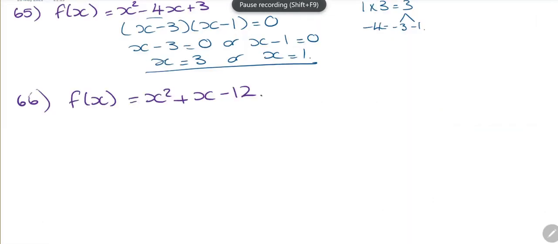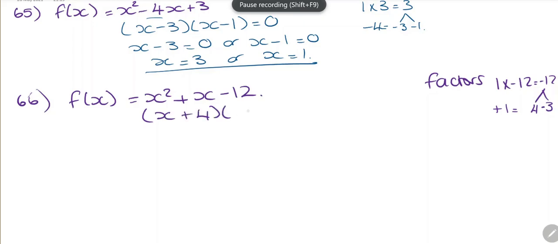Okay, so the next question we have, x squared plus x minus 12. So if we look for factors, 1 multiplied by minus 12 is minus 12. Factors of minus 12 that will add to make plus 1. So we've got 4 and 3. So we need a positive 4 and a negative 3. So this is going to be x plus 4, x minus 3. We can set this equal to 0. So x is going to be minus 4, or x is going to be 3.